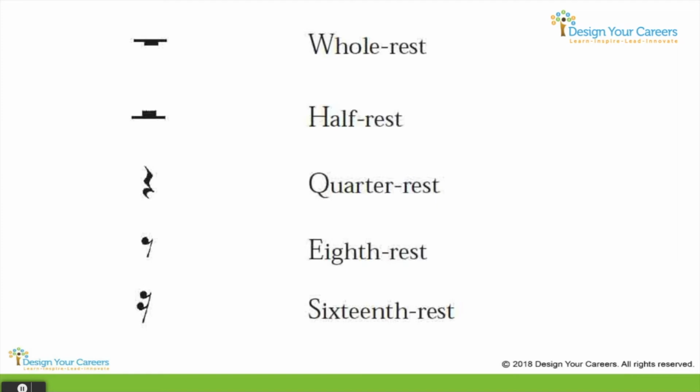A half rest is where you don't press anything for 2 beats. A quarter rest is where you don't press anything for 1 beat. An eighth rest means that you don't press anything for 1/8 of a beat. And a 16th rest is that you don't press anything for 1/16 of a beat.